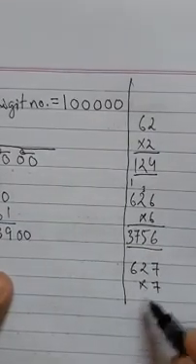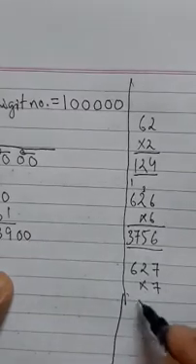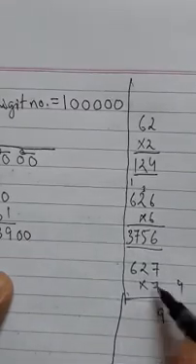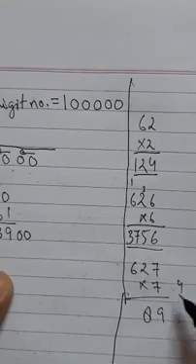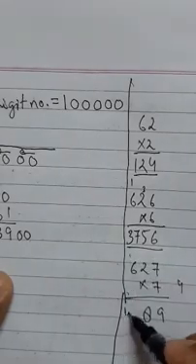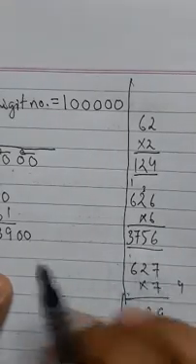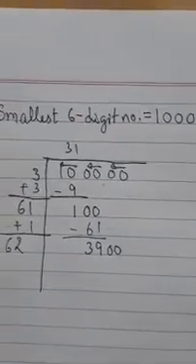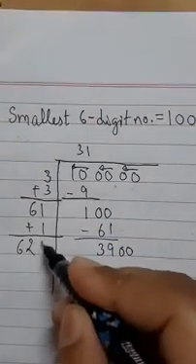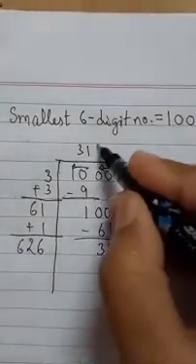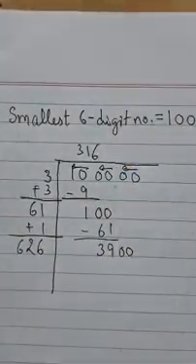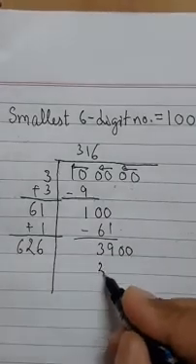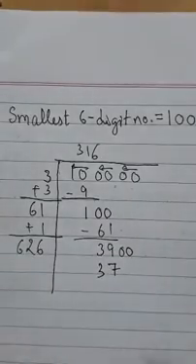627 into 7. So 7 into 7 is 49. 7 2 is 14, plus 4 is 18. 7 6 is 42, plus 1 is 43, which will be more than 3900. So the only option I have is by putting 6 towards the end of this current divisor. So putting 6 and multiplying it by 6, the number that I obtained is 3756.